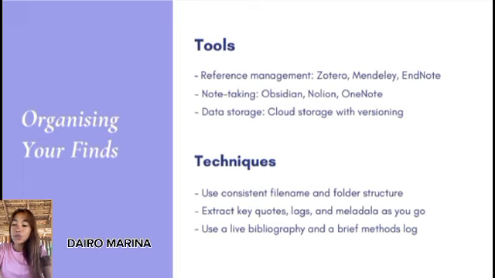Meaning, apps used to write and organize your notes while researching. Example, a student writes ideas from articles in OneNote and groups them by topic like introduction or results. And the third is data storage, or cloud storage with versioning, meaning saving files online so they are safe and can be accessed anytime. Example, saving your research documents in Google Drive so you don't lose them even if your phone breaks.